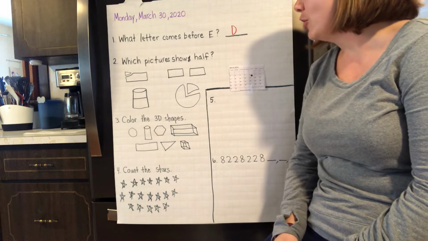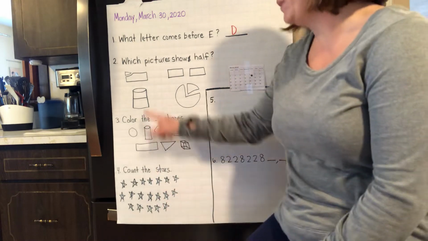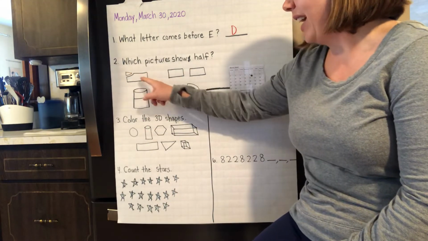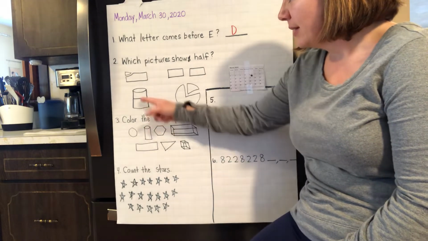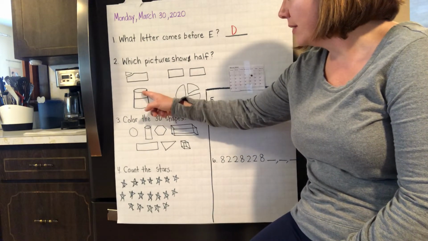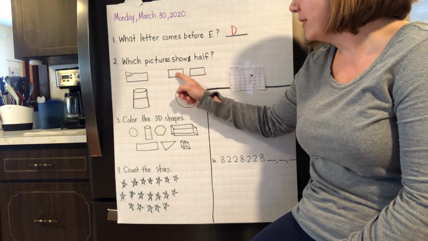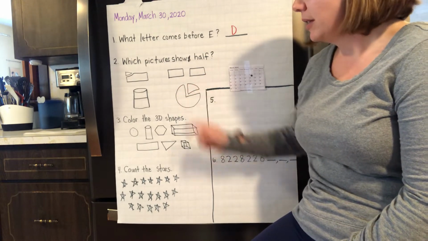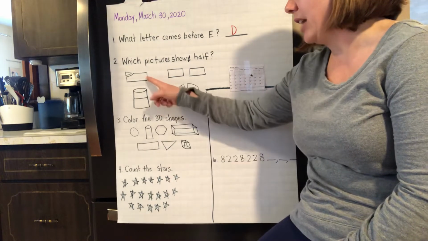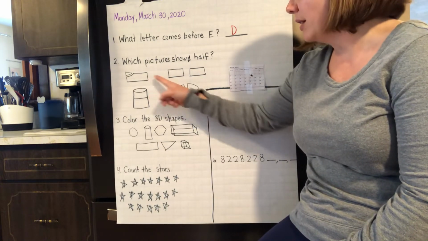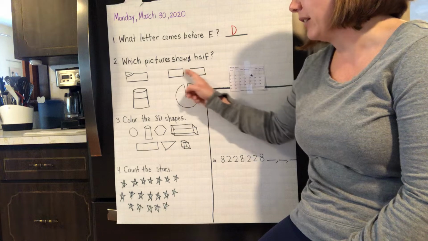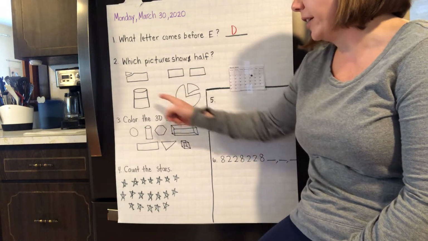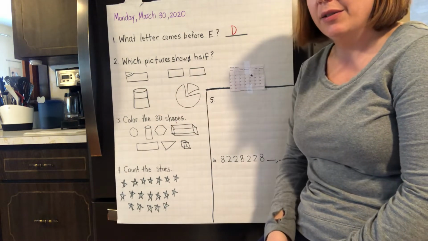Which pictures show half? So take a look at these pictures. Is that half? Does this show half? Does this show half? Does this show half? If you're looking on the computer, this is a candy bar. This is another kind of bar, like a granola bar, a glass of water, and a pizza. Which one shows half?